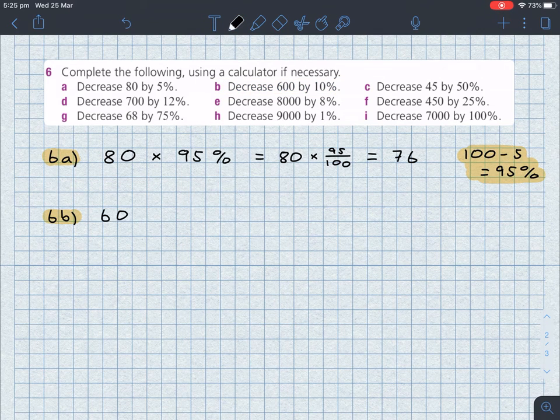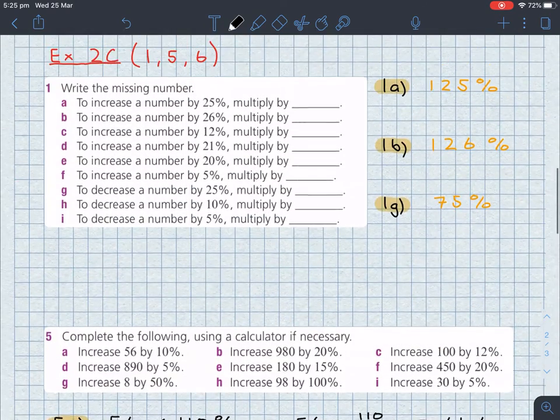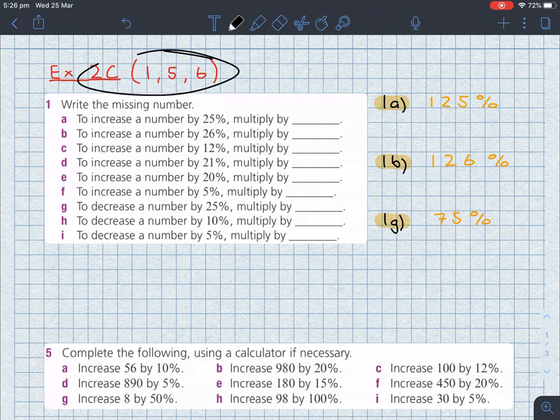Same again for part B, decrease 600 by 10%. So we start with 600, we're going to multiply it, and if we decrease by 10%, that means 100 take away 10%, which leaves us with 90%. So 600 times by 90%, which in our calculator is 600 times by 90 over 100, because a percentage is just a fraction out of 100, and your calculator will tell you that that is 540.